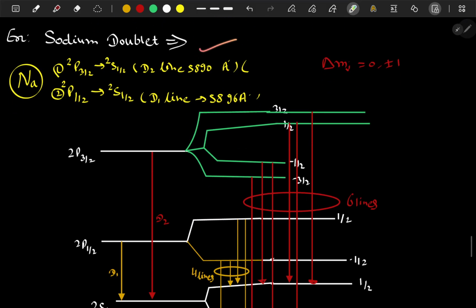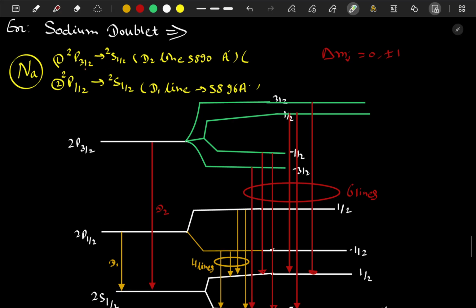Now sodium doublet. Let's discuss. 2p 3/2 to 2s 1/2 and 2p 1/2 to 2s 1/2. So what are the D1 and D2 lines for sodium? The D1 line has higher wavelength and lower energy, and the D2 line has higher energy and lower wavelength. So just remember this. There are two spectral lines for sodium doublet. Which are those? First remember P and S. S is the same, 2 is the same, and P 3/2 to P 1/2. Got my point or not?